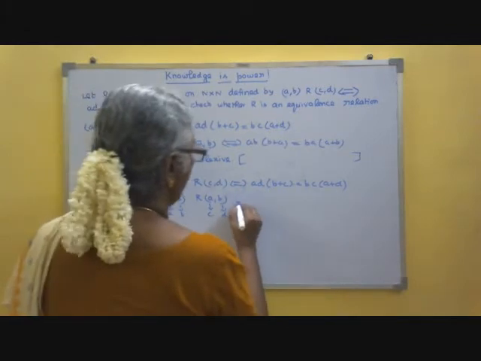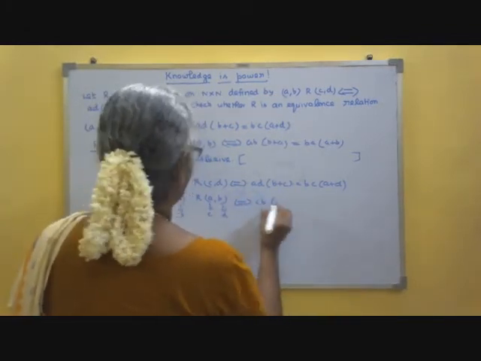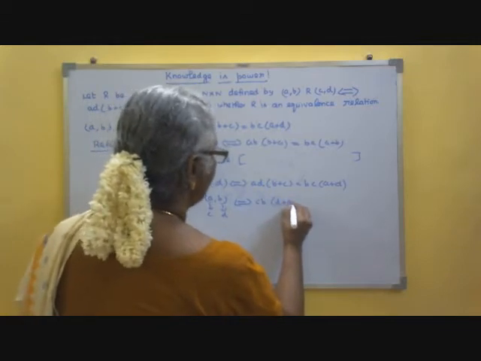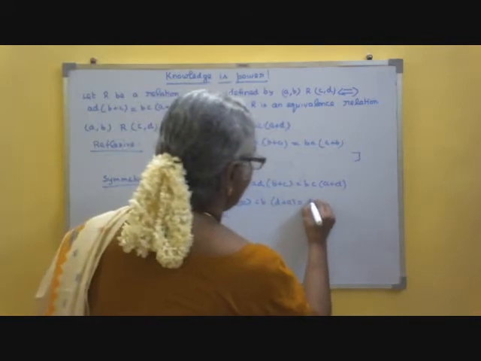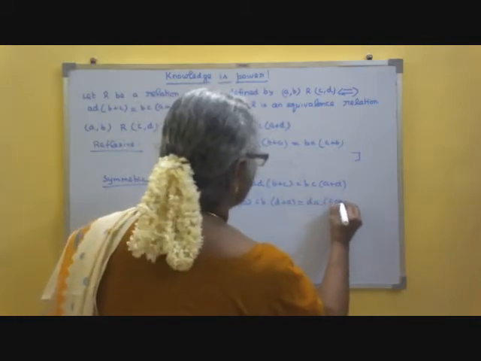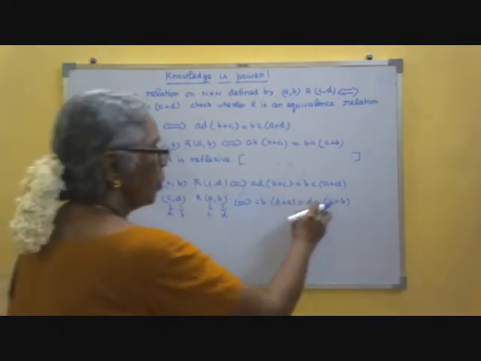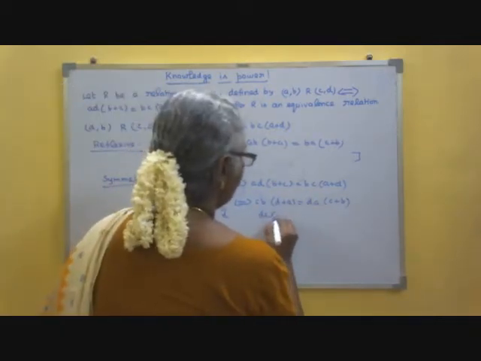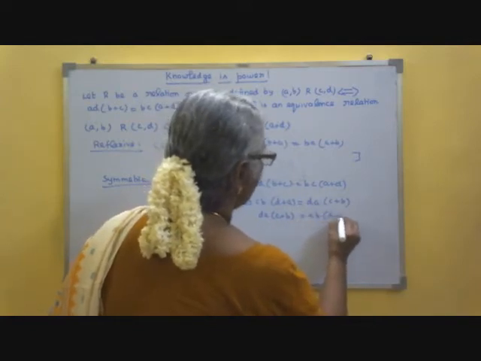Now using this rule, what will we get? AD becomes CB into (D + A), that will be equal to BC, that is DA into (C + B). Now let us change the sides. So what will happen here? This will be DA(C + B) = CB(D + A).